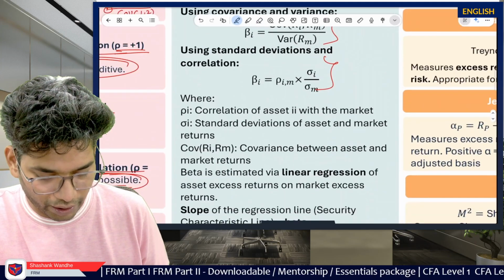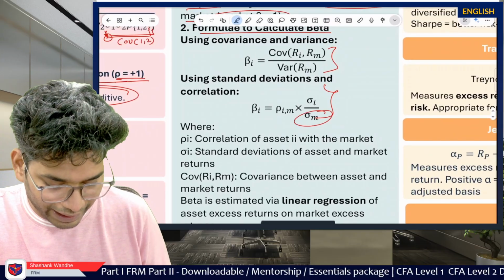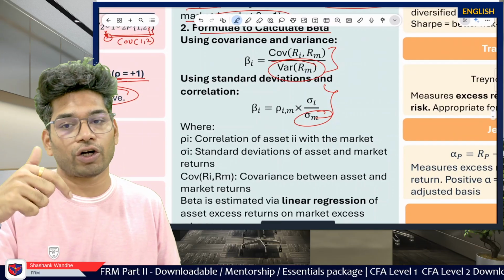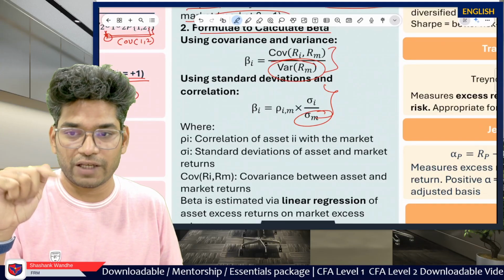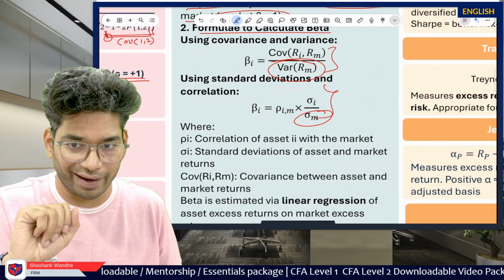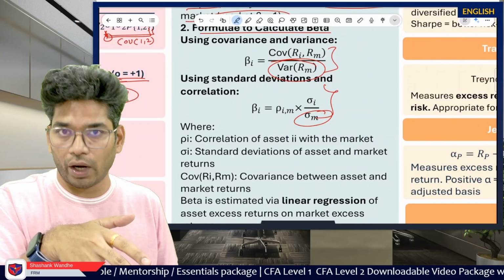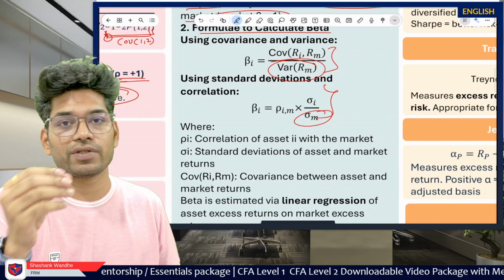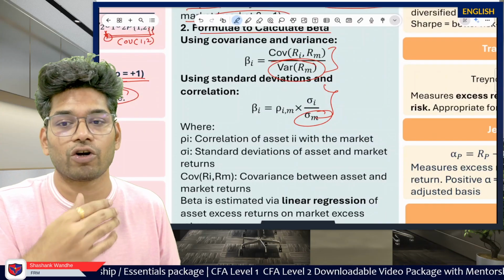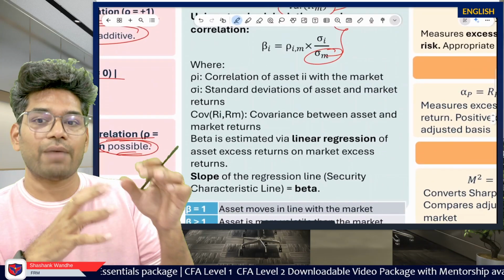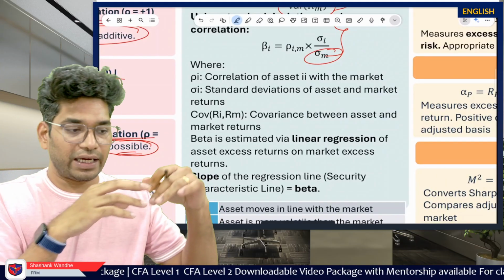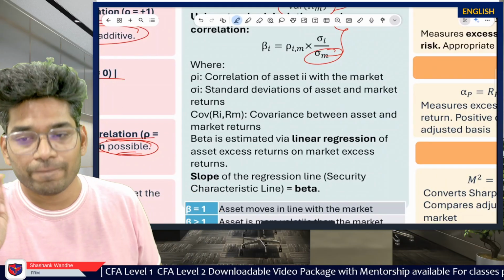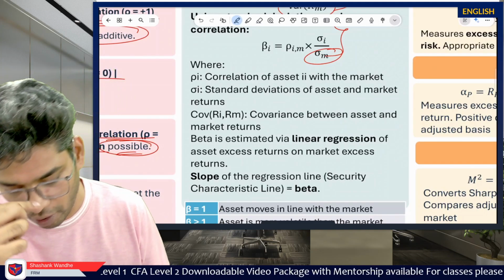Remembering these formulas is very, very important, and remember the difference between the denominators of the different formulas. If you are using the covariance, then you have to use the variance of the market in the denominator. If you are using the correlation route for the beta calculation, then you have to use only sigma, the standard deviation of the market, not the variance. And in the exam also focus on what information is given. If the variance is given, then you have to take the square root to get the standard deviation. Don't use the variance directly in the formula by mistake.